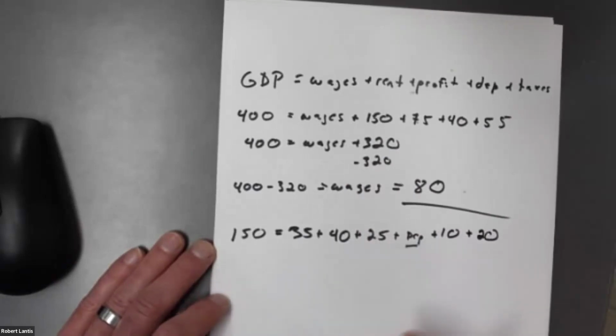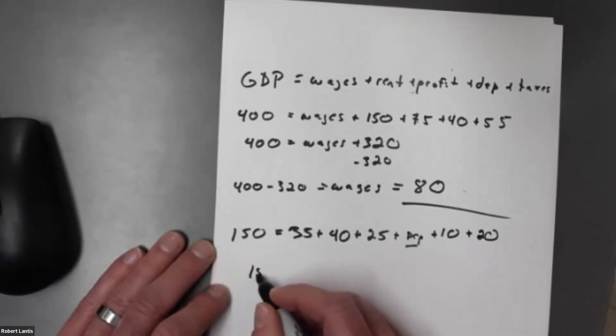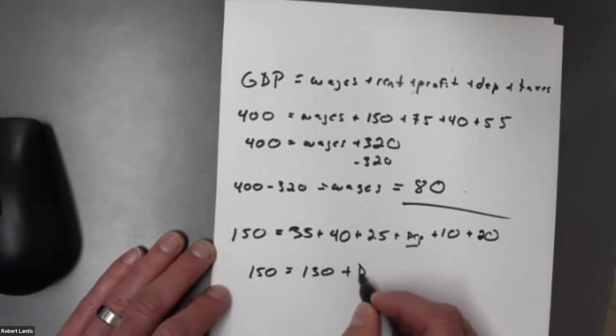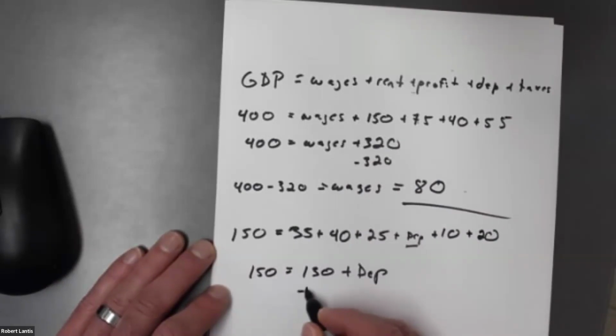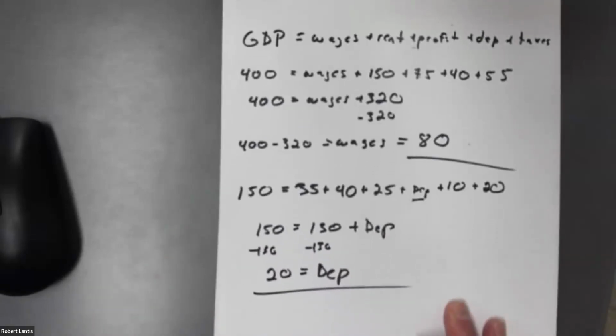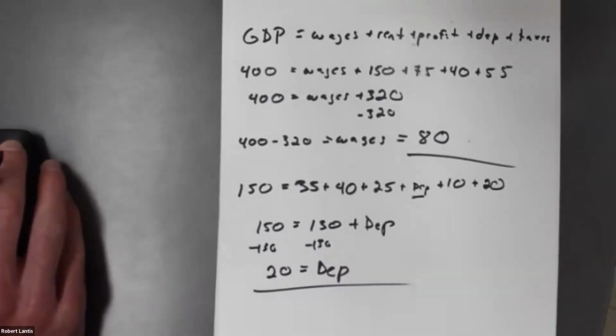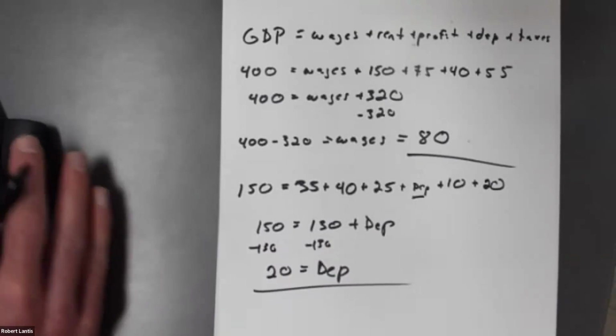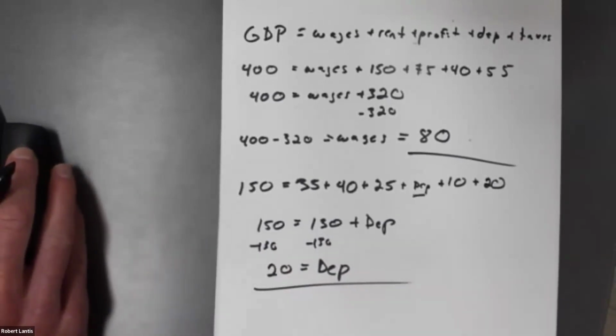So missing one, one equation, one unknown. I think if I do this math, got 130 plus this depreciation category, subtract 130 from both sides, and I get that depreciation must be 20. So once again, just one equation, one unknown. This is how I'm going to solve a problem like that.